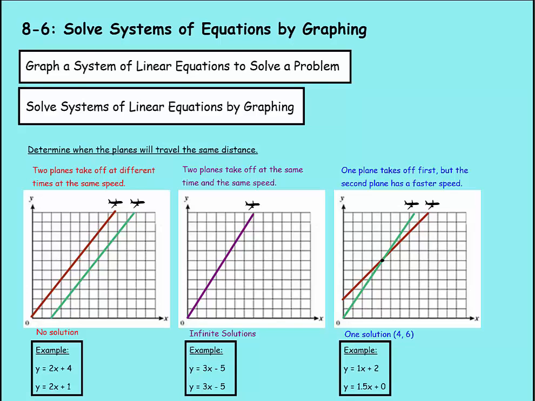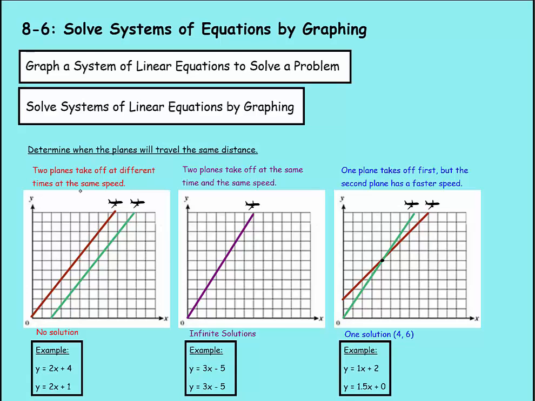Remember, systems of equations can answer a problem like this: determine when the planes will travel the same distance. For this situation here, we have two planes taking off at different times, but at the same speed. So for this first one, it took off here and is traveling at this speed. This green one took off later and is traveling at the same speed as this one. So when is this one going to catch up to this one in distance?